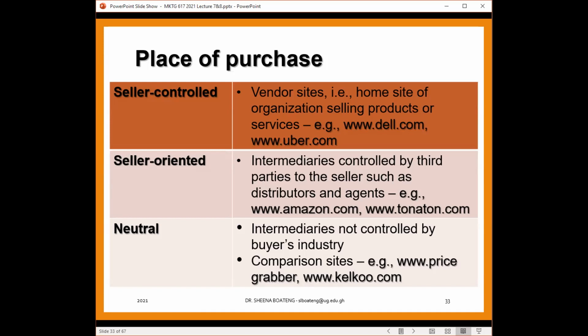Typical examples of these comparison sites include aggregators and price comparison sites like pricegrabber.com and kelco.com and pricerunner.com, all of which aggregate information regarding pricing and product features and present them independently to consumers and leave them to freely make their choice of the particular supplier or seller that they want to go ahead and buy from. Please, I hope that makes sense.